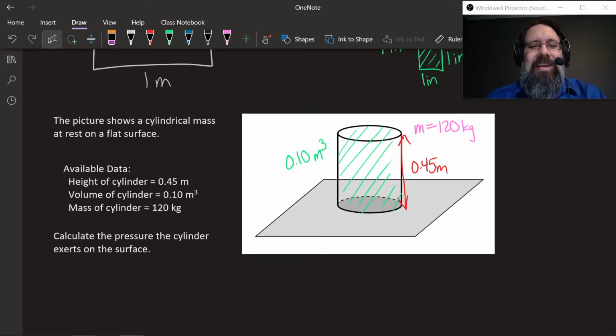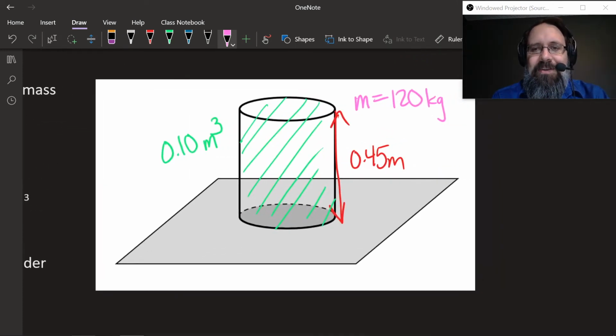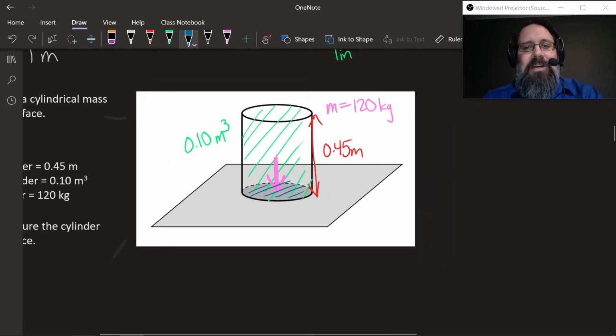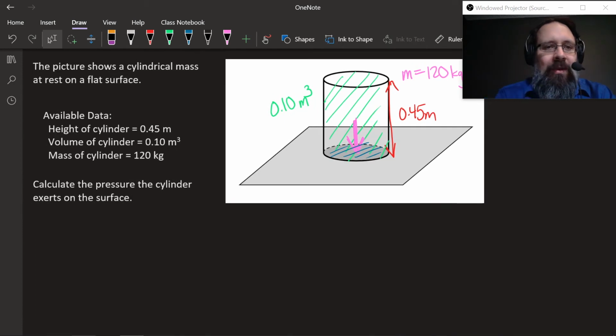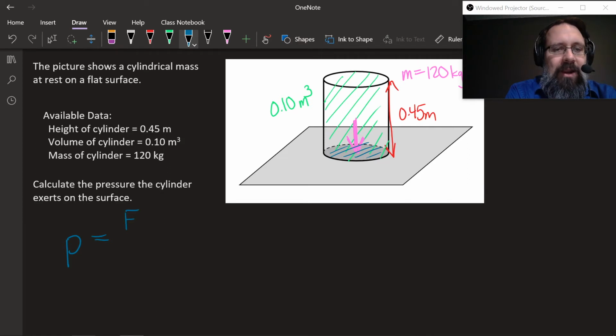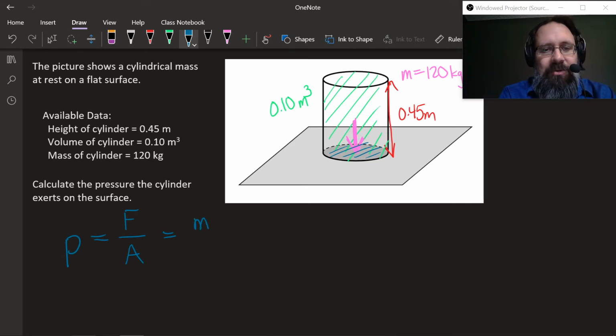Well, anyway, what we want to do is calculate the pressure that the cylinder exerts on the surface. So realize that the mass of the cylinder means there will be a gravitational force. It's going to be pushing down onto this surface here. And so we want to calculate, what is the pressure that this object is exerting on that surface? All right, so the first thing we know is that pressure is force per area. We know what the force is because the force is just going to be the weight of the cylinder, because the earth is what's pulling the cylinder down, and that's why the cylinder is pressing into the surface. So we know that's just going to be mg.